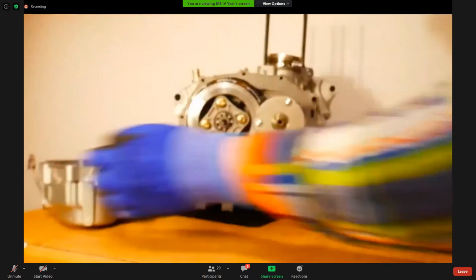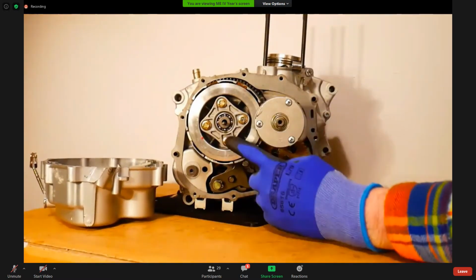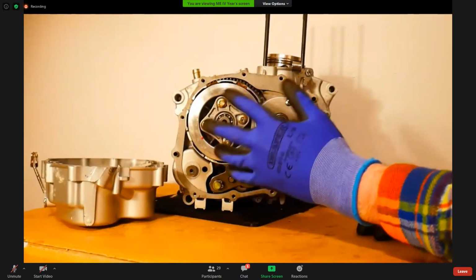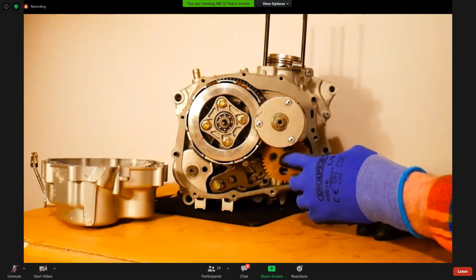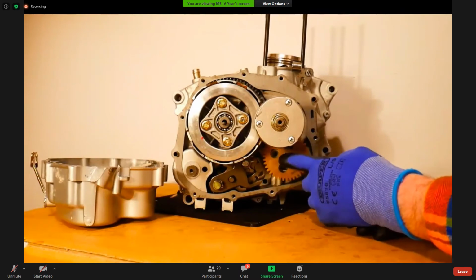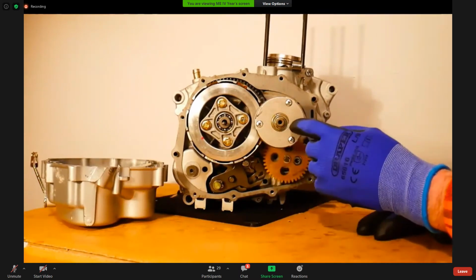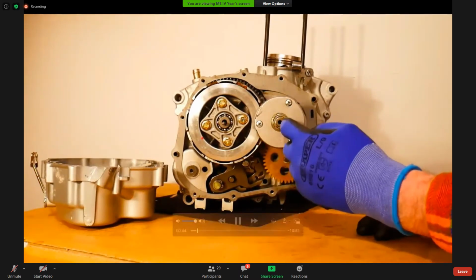So I can see on the left-hand side, I have my clutch. I have the oil pump down here at the bottom, which is quite loose at the moment. And I have the centrifugal oil filter here.